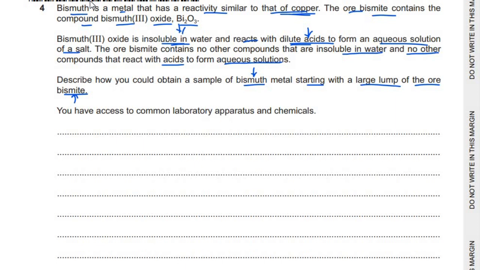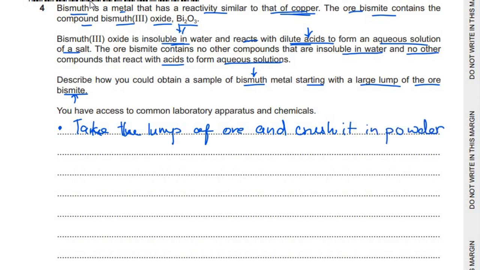Starting with a large lump of the ore, the first thing we need to do is take the lump of ore and crush it in powder form with the help of a pestle and mortar, which is what we use for crushing.